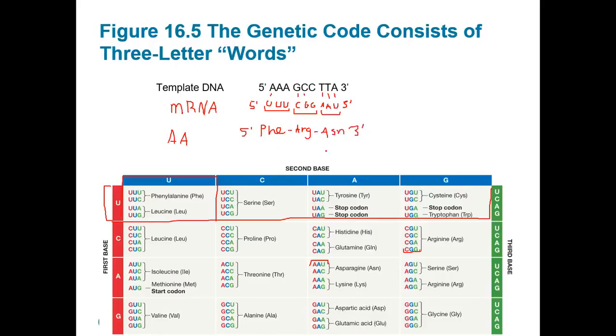This is our series of 3 amino acids that makes up our protein that is created from this template DNA up here. So make sure you know how to do this. Make sure if I give you template DNA, you are able to transcribe that into a final protein product using this chart.